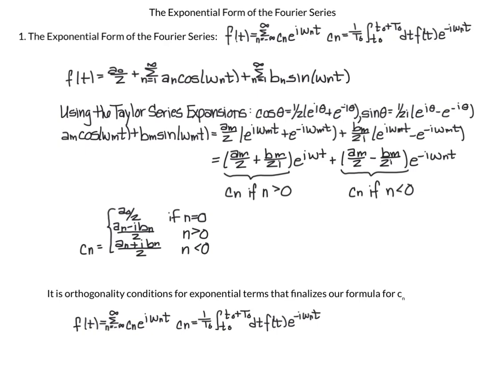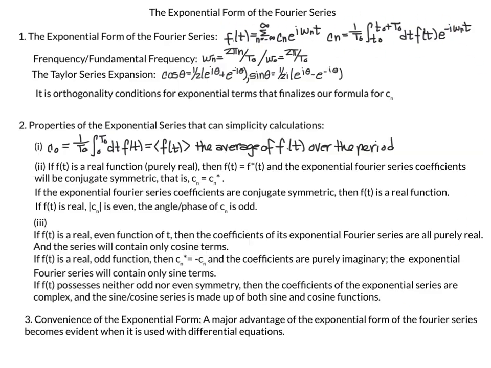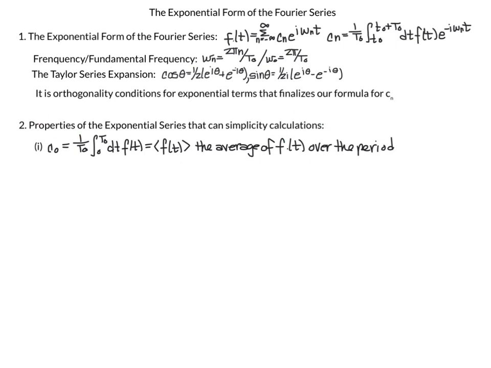So f of t is equal to the sum from n equals negative infinity to infinity of C_n e to the i omega n t, where C_n is 1 over the period, integral from t naught to t naught plus the period, f of t e to the minus i omega n t. And this is the formula that I will leave up here for your reference. The next thing we'll look at are the properties of the exponential series.